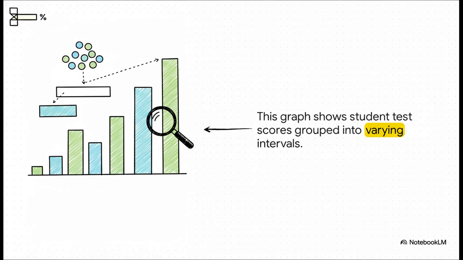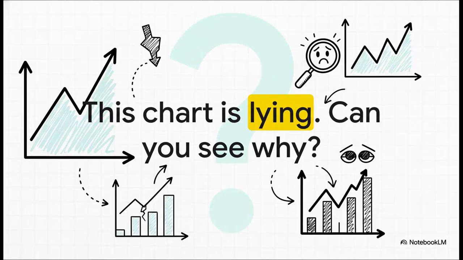At a glance, it looks like a lot of students scored between 70 and 100, right? That bar is pretty tall. But this chart is lying to you. It's giving a completely misleading picture of what happened on that test. Before I tell you why, just take a close look. Can you spot the trick?